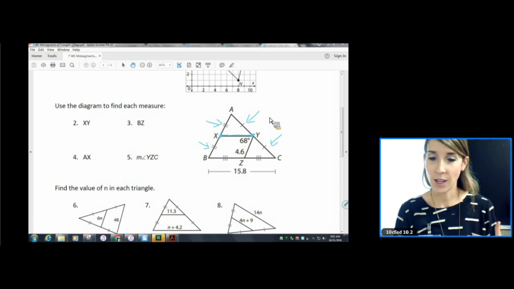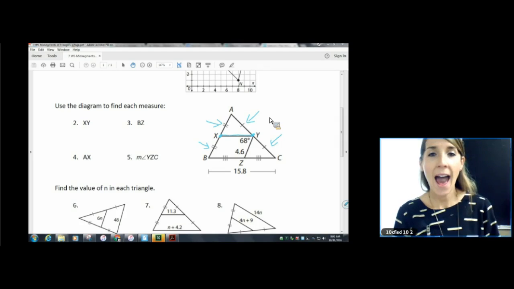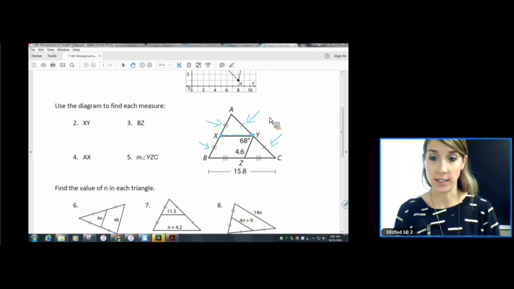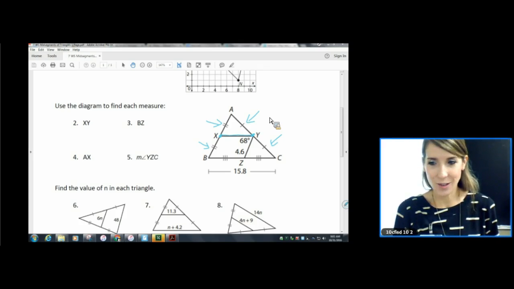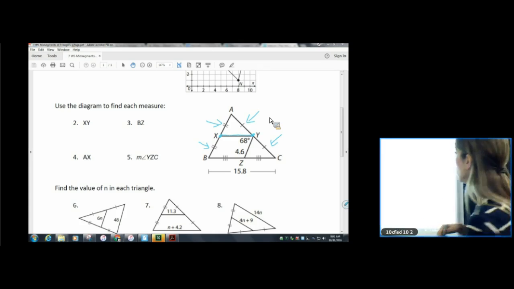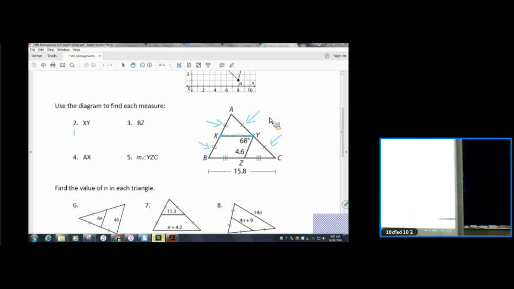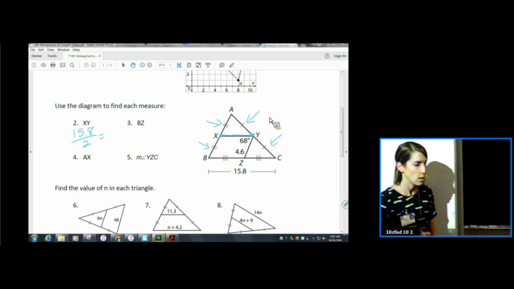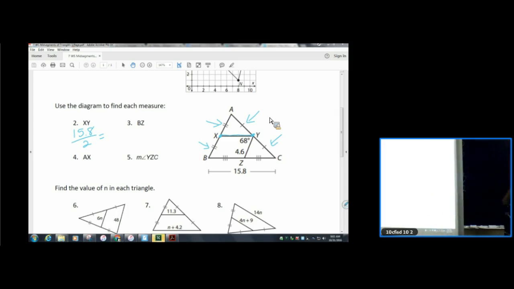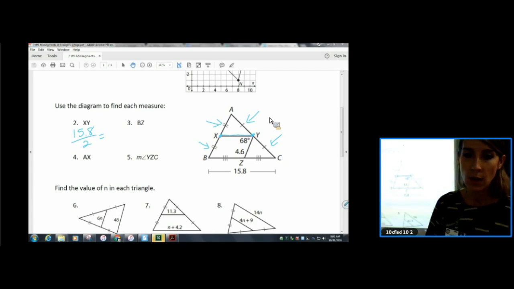If it is a confirmed midsegment, then it is half the length of the third side, like the side that wasn't used to create the midsegment. So that means that XY, the distance from X to Y, is 1/2 of the third side. That's all you do there. Yeah, it's an ugly decimal, but that's all you do on that one.